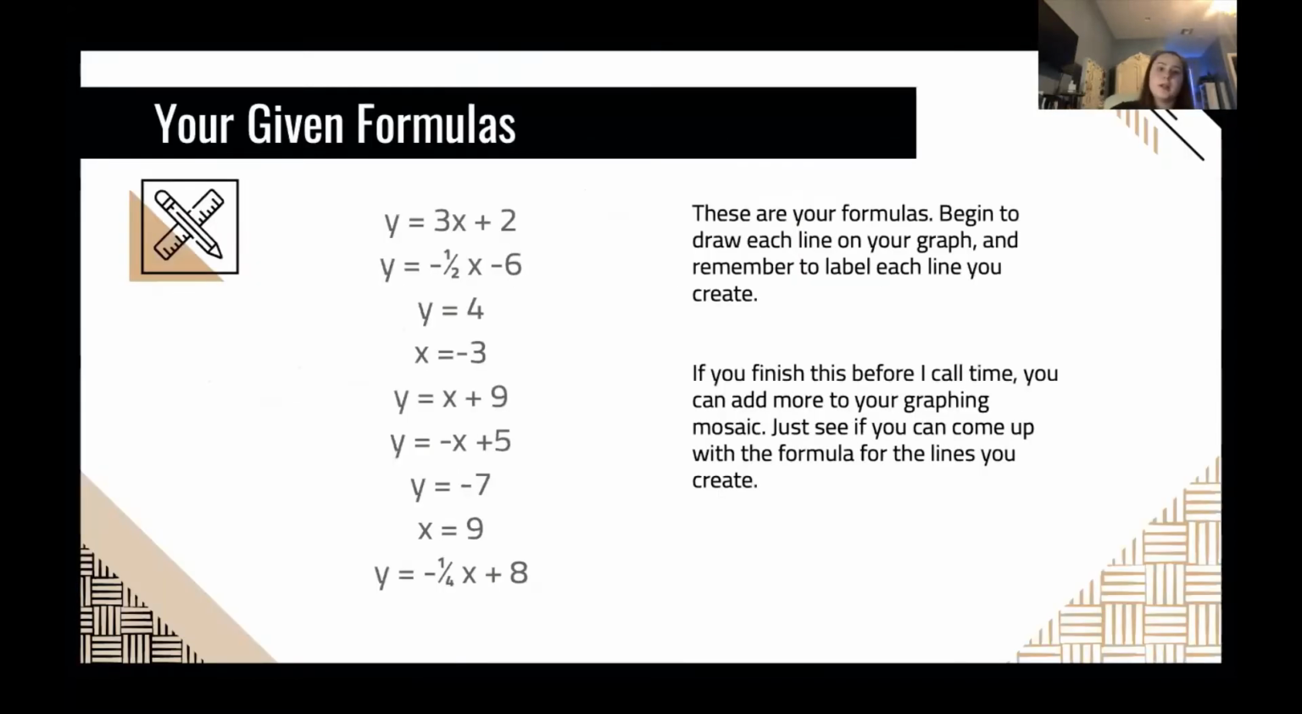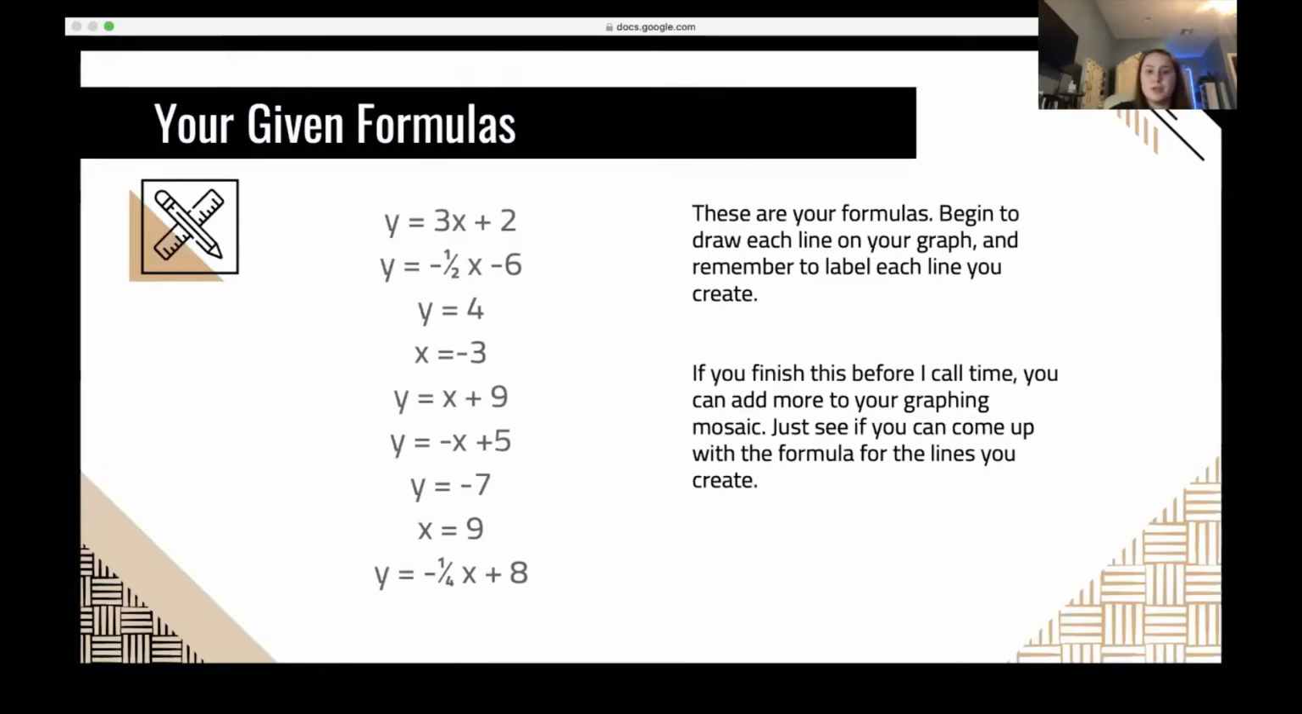Alrighty. So I am giving you these formulas. There are 9 formulas on your left on the page. And we are going to begin to draw each of these formulas on a graph. That's why you need your graphing paper, and that's why I asked you to have your pencils and the ruler. When you finish all of these, and I have not called time, you can add as many other formulas as you want. But to keep it simple, I'm leaving it at these 9.